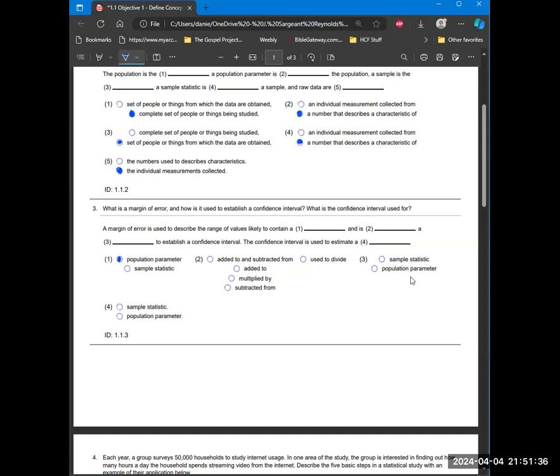and is added to and subtracted from a sample statistic to establish a confidence interval. The confidence interval is used to estimate a population parameter.